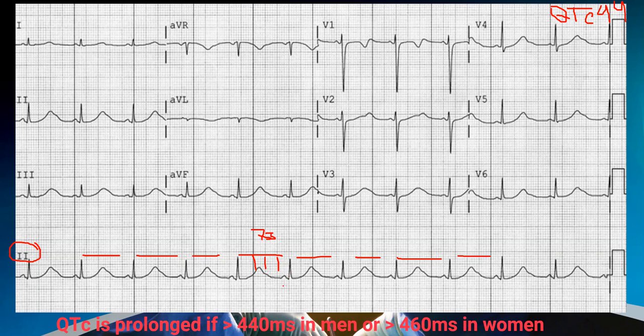Now, what else could it be? The ST elevation is not there. Good. Now, let's look at the QT interval, right? For looking at the QT interval, see, this is where it will start and this is where it will finish. So how many small squares are there? 5, 5, 10 plus 5, 15 small squares. If it is 15 small squares, it's more than 11 small squares. So this patient is having prolonged QT syndrome.